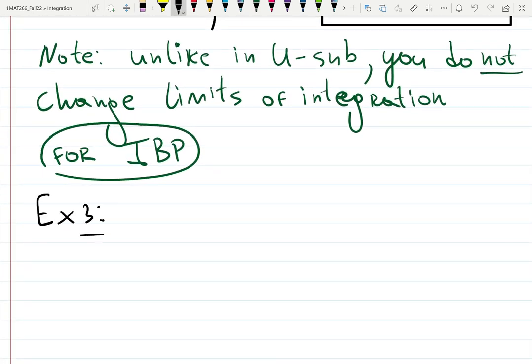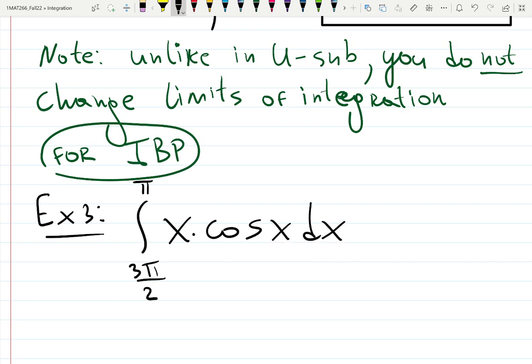Example 3. Integral from pi over 2 to 3 pi over 2 of x cosine x dx. Trigonometric functions are your favorite. Next week we will be working with lots of trigonometric functions, so that is quite important. Soon I will be asking you which method we are using, because we will learn about 5 methods after next week. Next week we're going to cover 2 or 3 more methods, so the total will be 5 or so. Now we know 2: u substitution and integration by parts. Which one to use for this example?